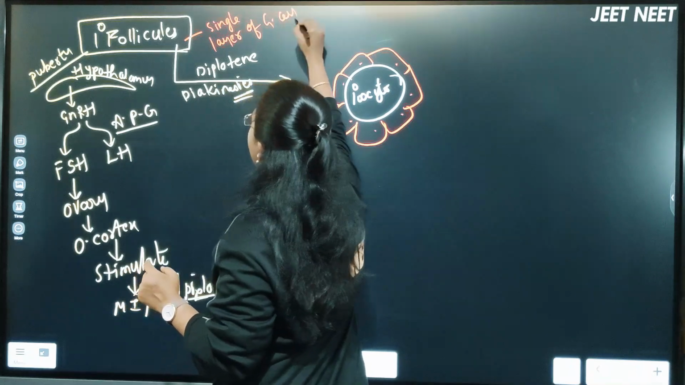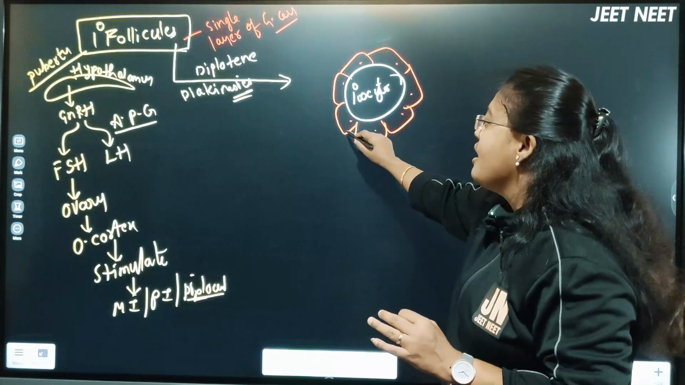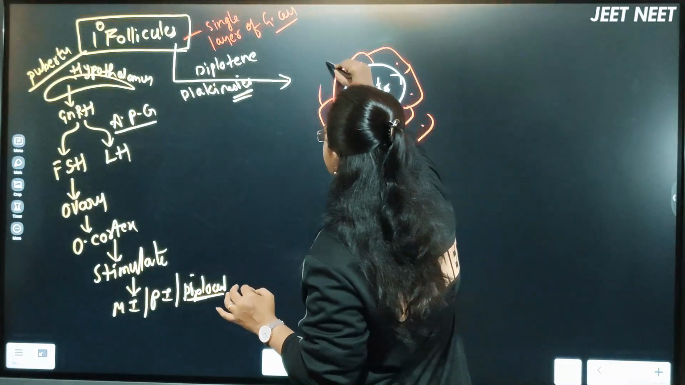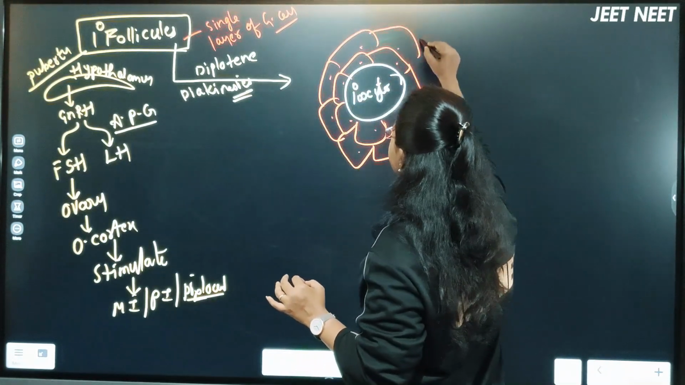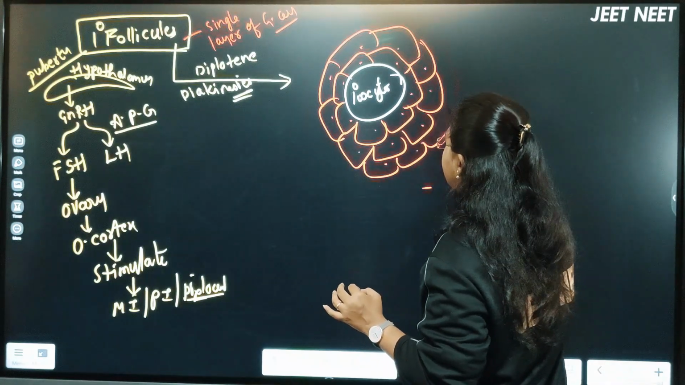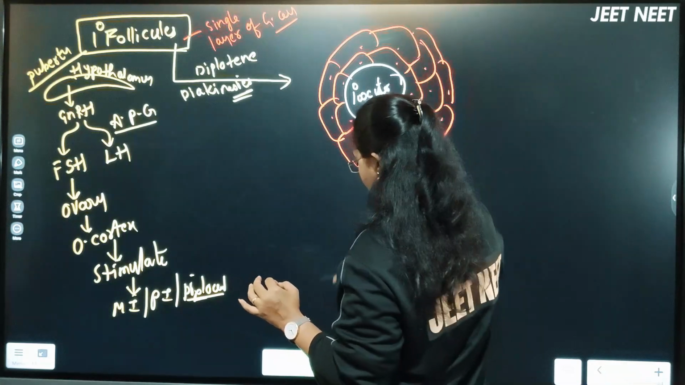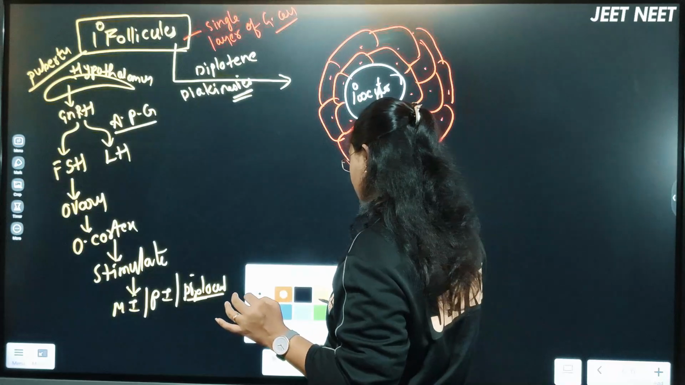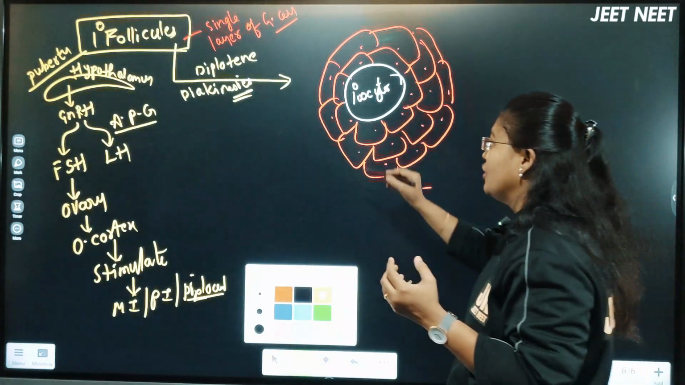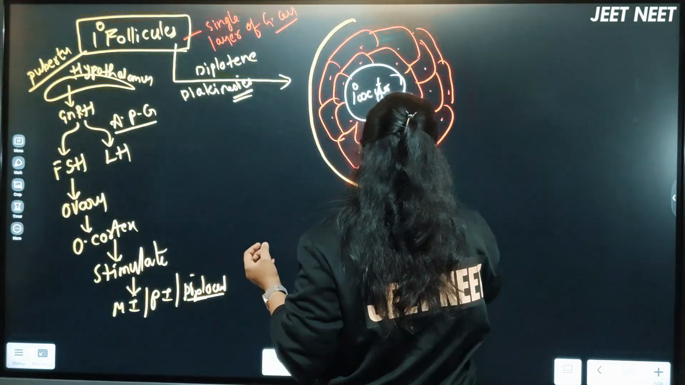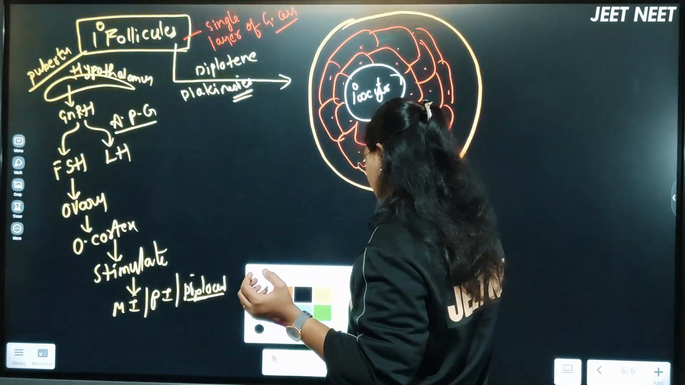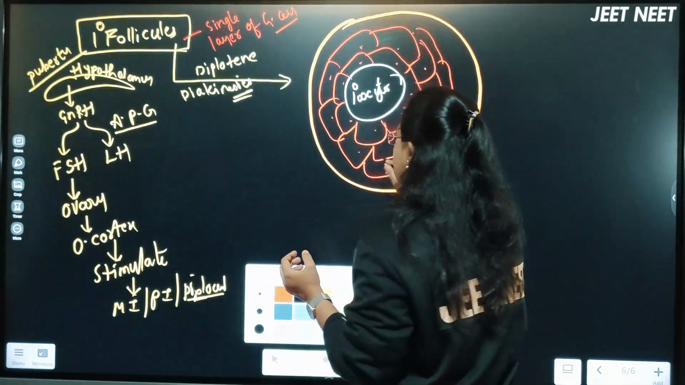The primary follicle was having a single layer of granulosa cells, but here what has happened? Multi-layered granulosa cells, right? The granulosa cells which were present become multi-layered here. Around that, the next layer is going to form, called theca cells. Look at this, theca cells. This is the theca layer, right? I'm writing things here now.